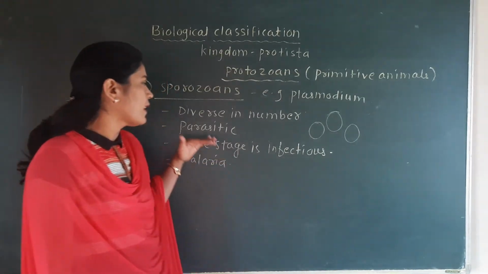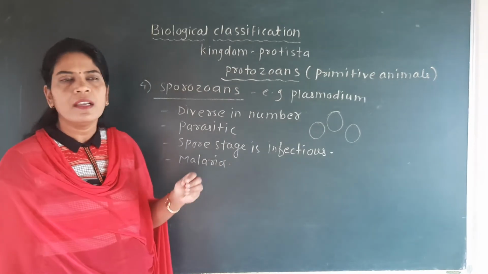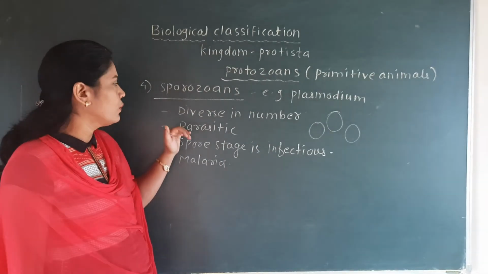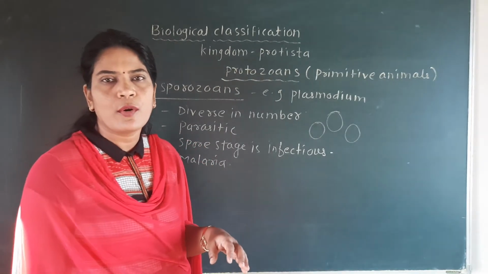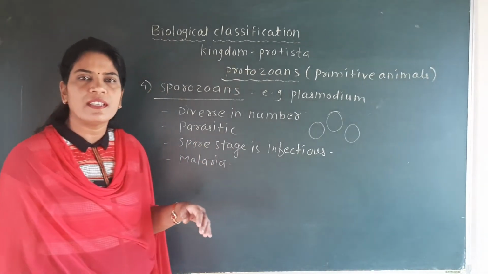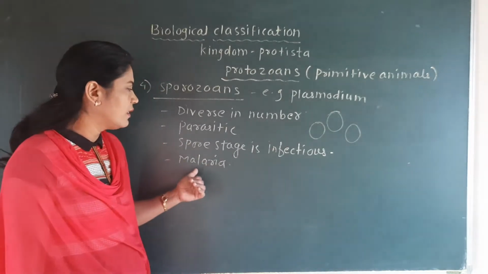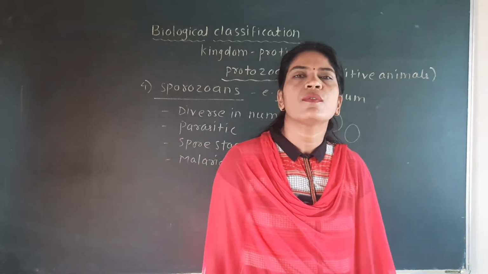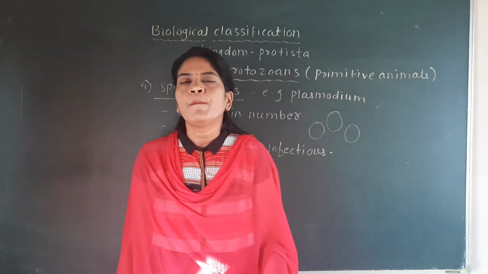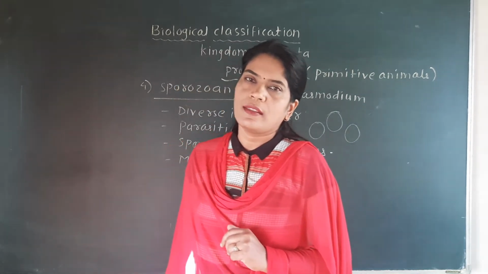Okay, so a variety of members are included in sporozoans. They are parasitic, present inside the body of another organism where they cause diseases. A well-known example is the plasmodium, which causes the disease malaria, and the infective stage is the spore stage. So here students, we have completed the last group of this kingdom Protista, that is called the protozoan.